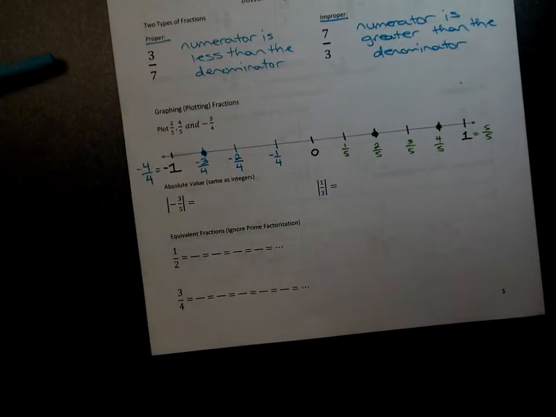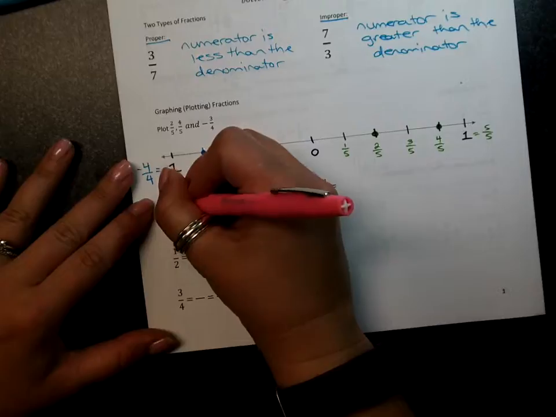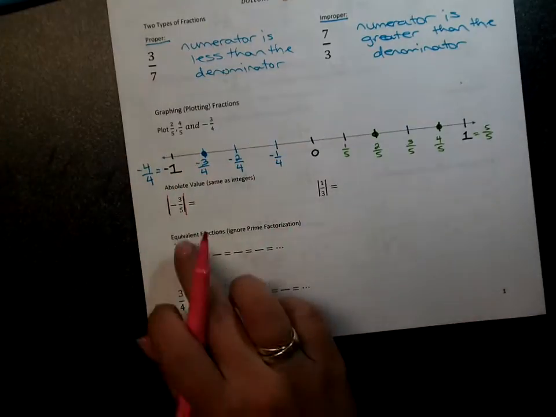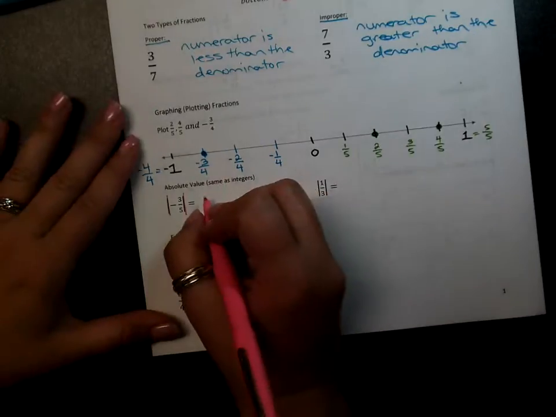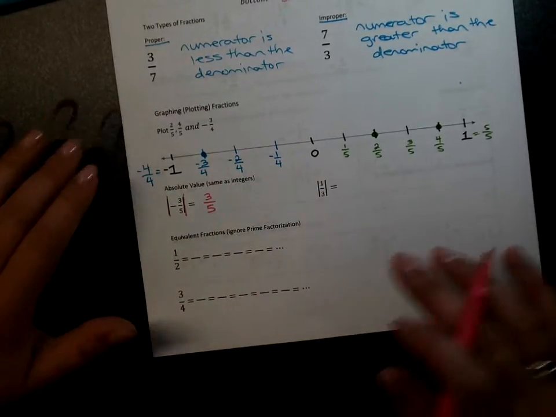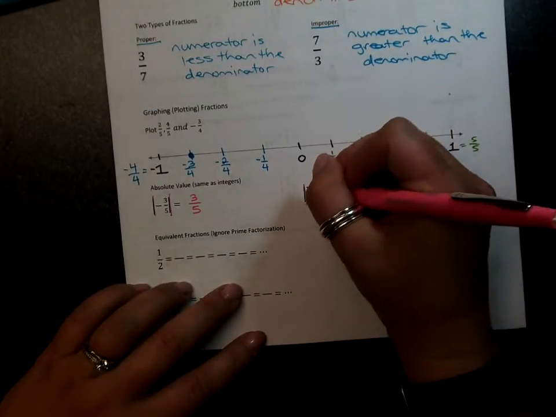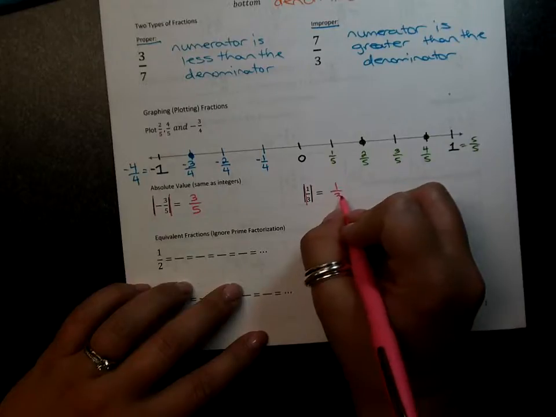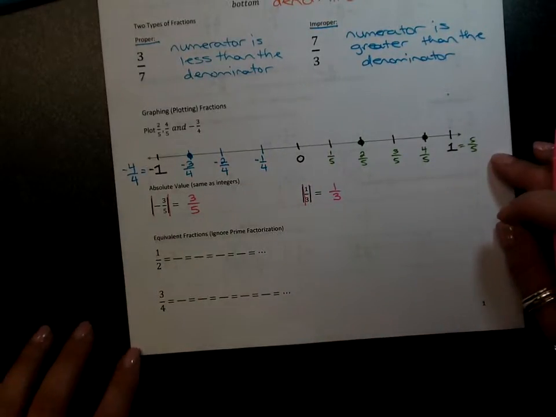We also have absolute value for fractions. It works the same as integers. Remember, those vertical bars mean absolute value. So if I want the absolute value of negative 3 out of 5, it's just 3 out of 5. No more bars, no more negative. Same thing for the absolute value of 1/3 is just 1/3, no more bars, just 1/3. So that's the same, not too bad.